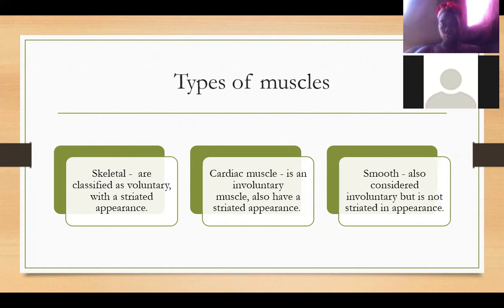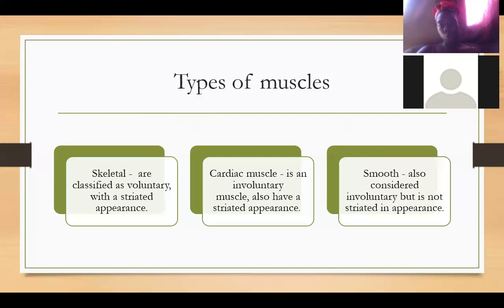Our cardiac muscles now are involuntary, and they also have a striated appearance. Now, our smooth muscles are considered involuntary, but they are not striated in appearance.